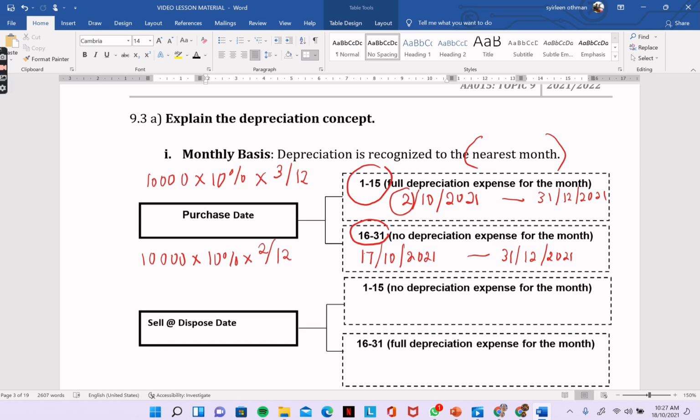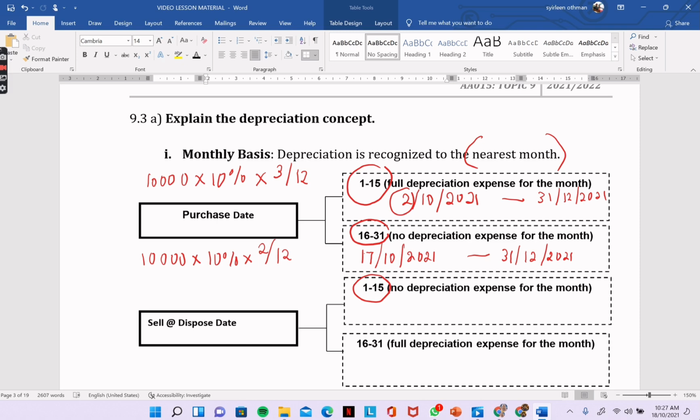Okay, so let's say the asset is already with you. Asset tu dah ada dengan kita, dah guna beberapa tahun, and I am going to dispose or sell the asset or discard the asset, anything. Alright, so dispose, you have 3 process of disposing the asset. You can either trade in, you can sell, or you can discard. So let's say the date here is within 1st until 15. So dia punya treatment is opposite of your purchase date tadi.